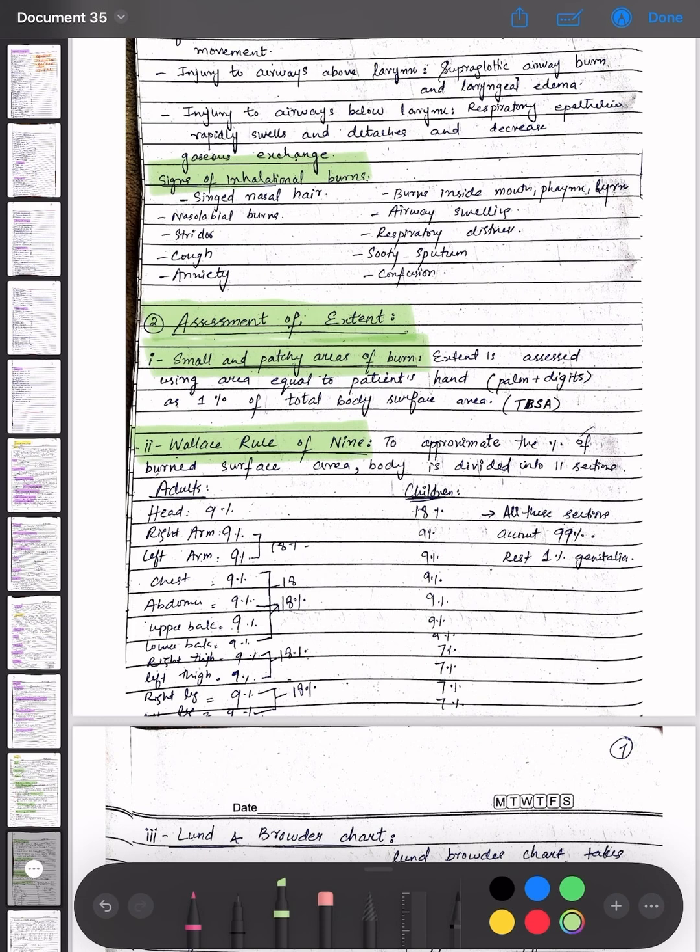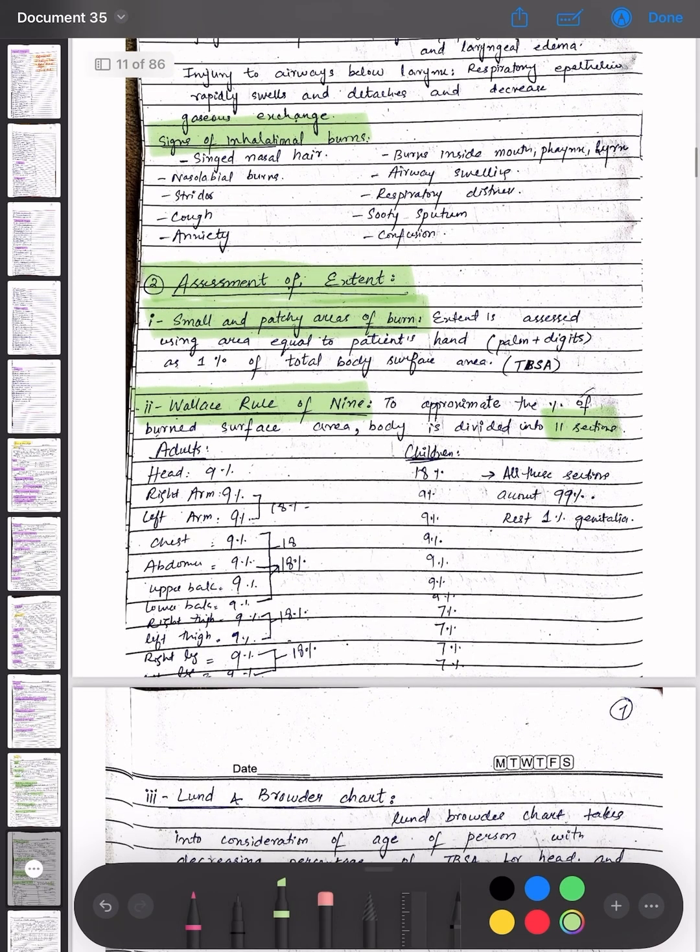Now, Wallace rule of 9, we will apply the Wallace rule of 9 for the assessment of the extent of burn. This is very important. To approximate the percent of burned surface area, the body is divided into 11 sections. The distribution for Wallace rule of 9 is separate for adults and children. In adults, the head is 9%, right arm 9%, left arm 9%, chest 9%, abdomen, upper back, lower back, right thigh, right leg, left leg. All contain 9%. When we add all these, it becomes 100%.